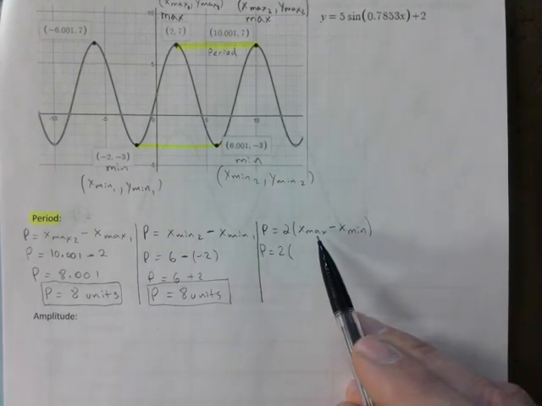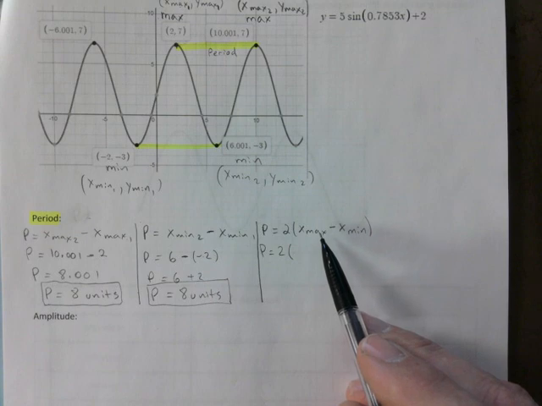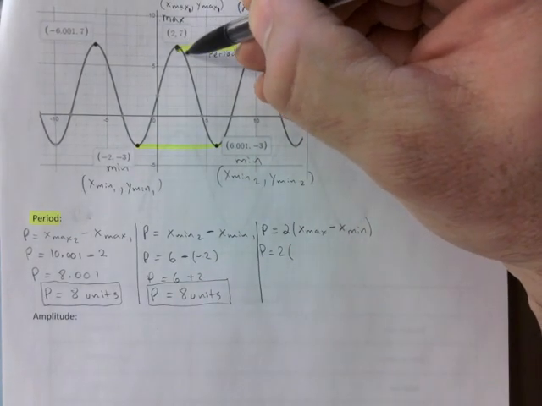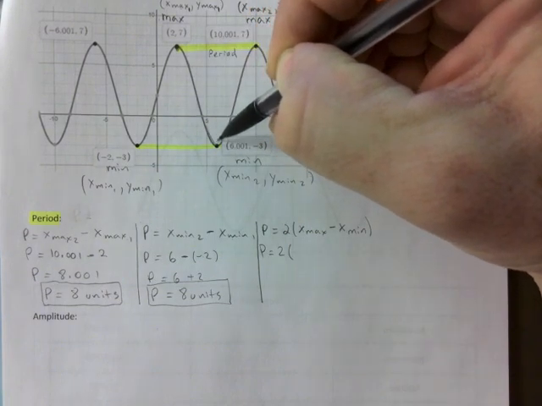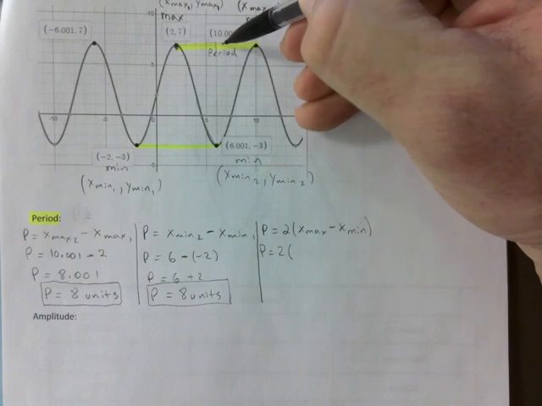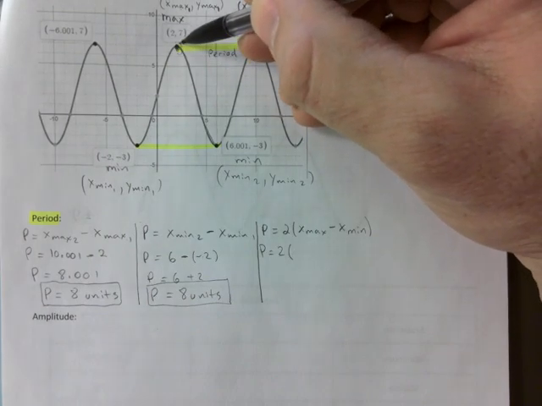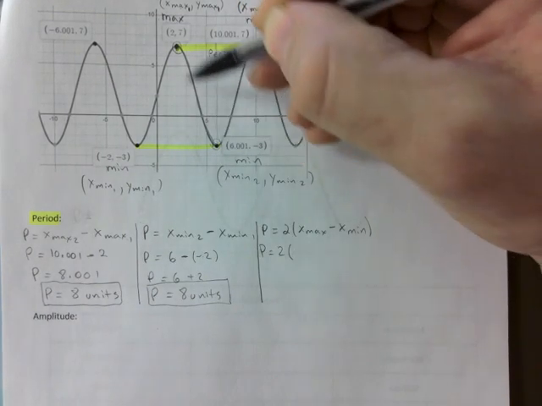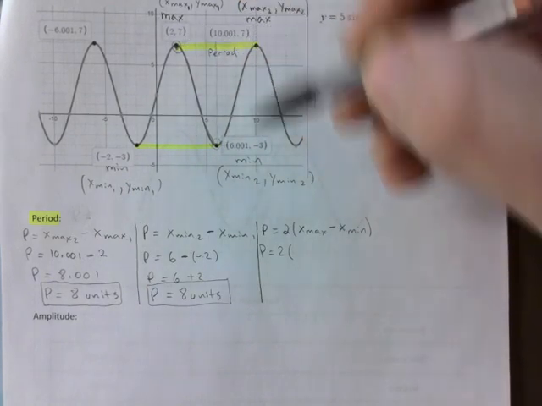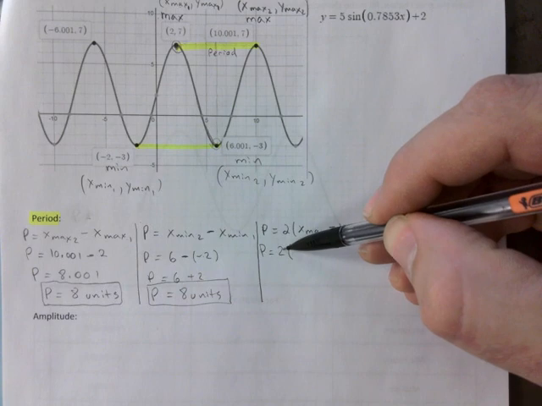Would you agree with me? Look up on the screen for a little bit. To go from here down to here, that would be half of a period, correct? You see that? So if you only get this and this, if you subtract the x values, right, you're going to get half of a period. That's why you need to multiply that by 2 if it ever happens.